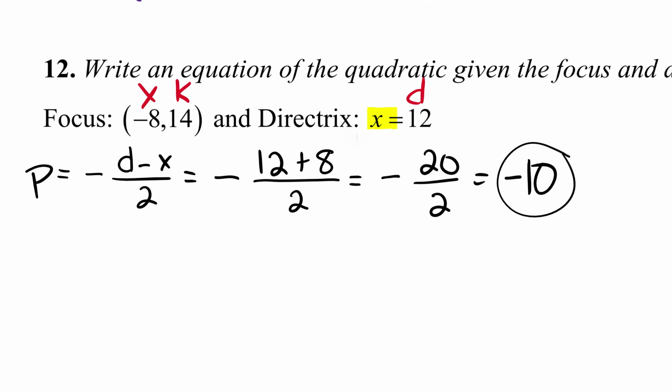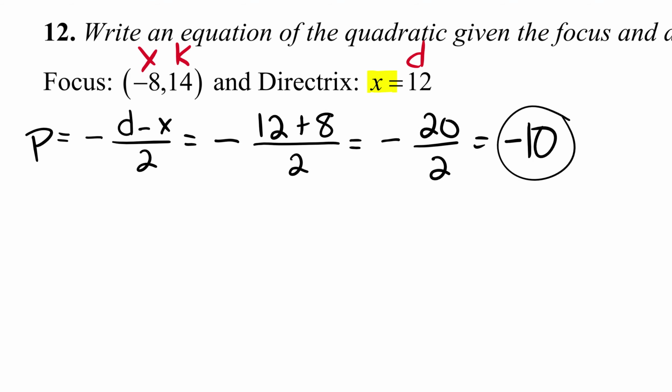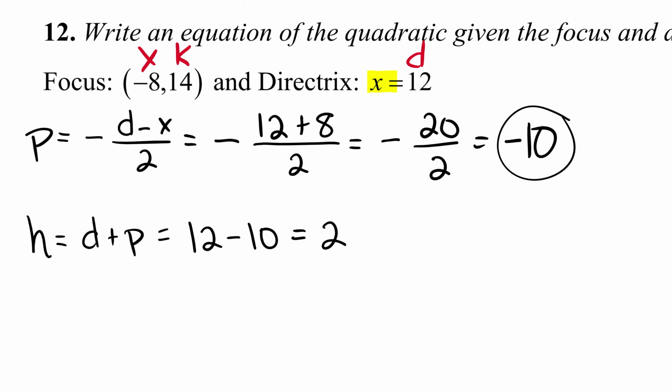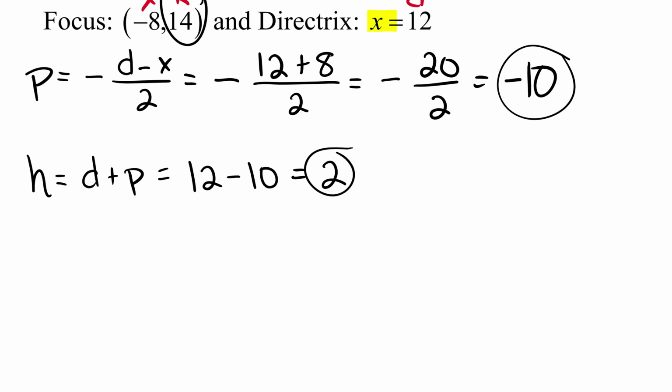Now I find h. Because I have k, I have p, the only thing I'm missing is h, and then I can do my answer. So h equals d plus p, which is 12 minus 10. Okay, because that's plus p, which is negative 10, so minus 10. And that gives me 2. So h is 2, p is negative 10, and k is 14. Now I can write my equation.